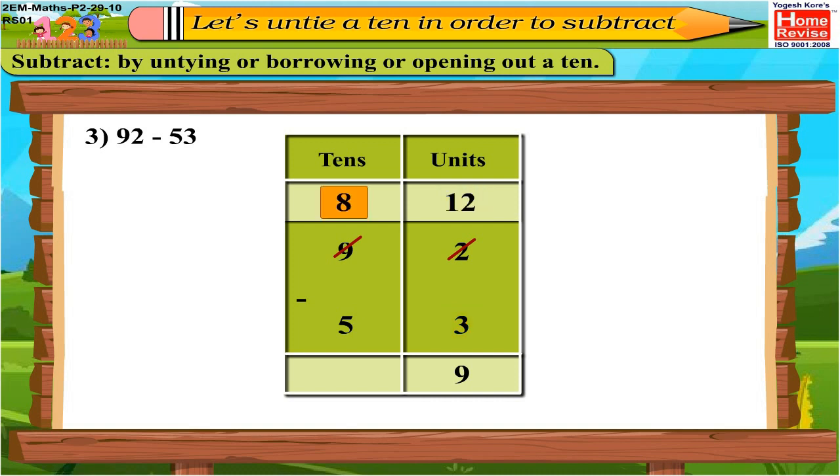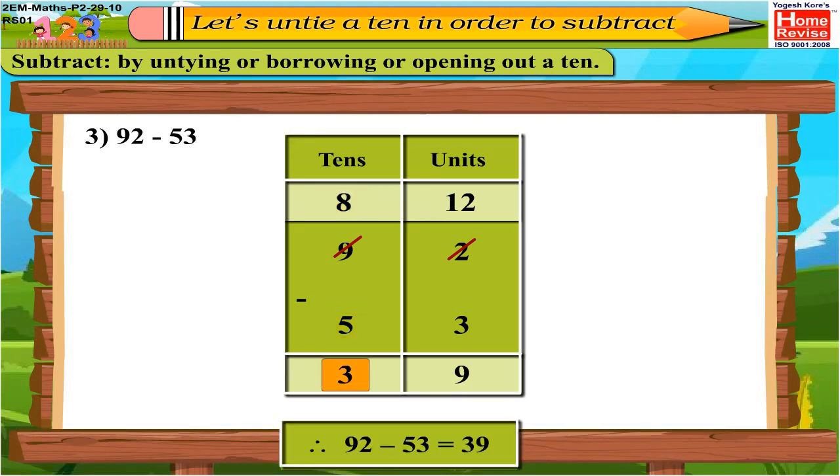Now, 8 tens minus 5 tens is equal to 3 tens. Therefore, we have 3 tens and 9 units, that is 39. Therefore, 92 minus 53 is equal to 39.